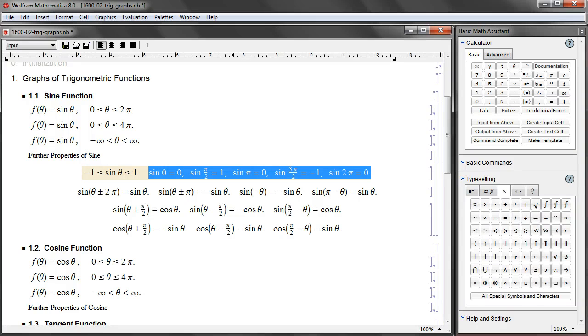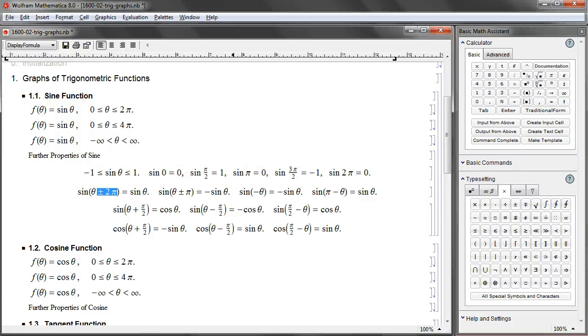And here are some interesting angles. Sine of 0 is 0, sine of pi over 2 is 1, that's when we have the maximum. Sine of pi is 0 back again. Sine of 3 pi over 2 is -1, that's when we have the minimum. Sine of 2 pi, we're going back to 0. What if we add or subtract 2 pi? Because this is the period, you don't change anything. So sine of theta plus or minus 2 pi is sine of theta.